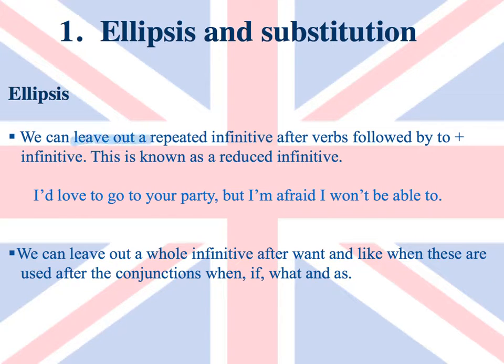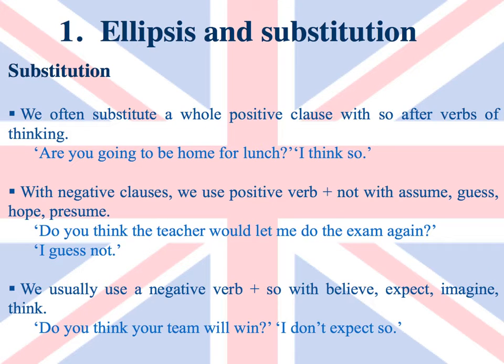We can leave out a repeated infinitive after verbs followed by to plus infinitive. This is known as a reduced infinitive. For instance, I'd love to go to your party, but I'm afraid I won't be able to. We can leave out a whole infinitive after want and like when these are used after the conjunctions when, if, what, and as. For example, come for lunch if you want.